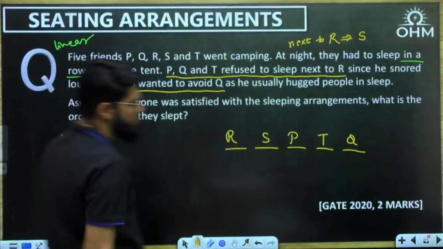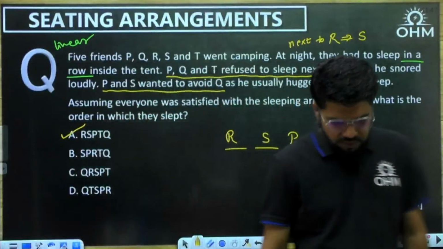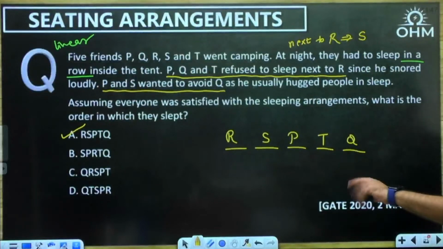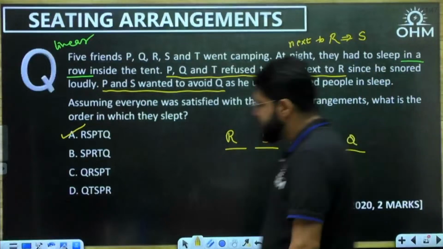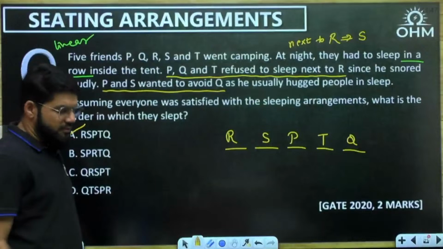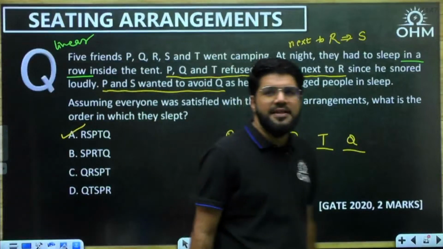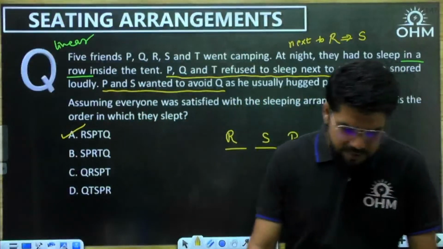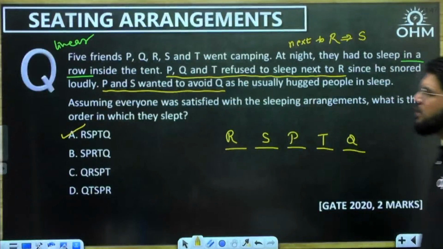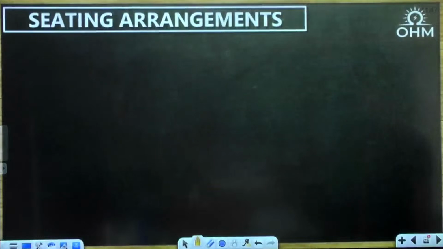R, S, P, T, Q, option A. This was a 2-mark question with only two statements given: P, Q, T refused to sleep next to R, and P and S also wanted to avoid Q, assuming everyone was satisfied with the sleeping arrangement. So rather than sitting, it is a sleeping arrangement, but ultimately an arrangement question. Okay, next.